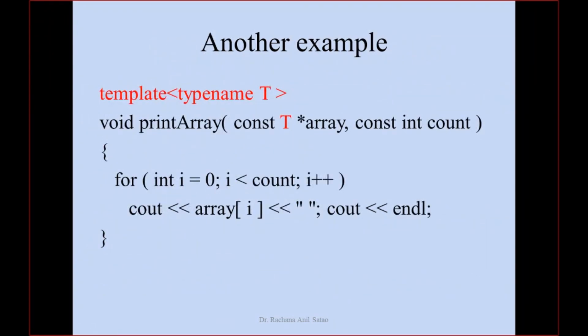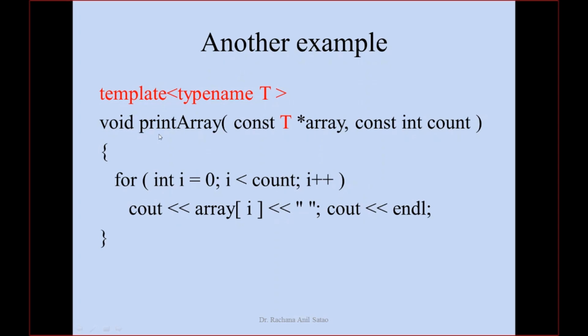Now this is another example. We have seen one example of, say, the maximum function. Now this is a function which is just printing the contents of the array. Here you can see in the first line I'm writing the template keyword, after that the typename keyword and T again. T represents the data type which I am going to use.